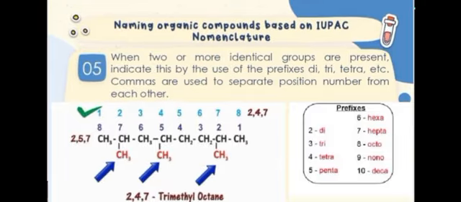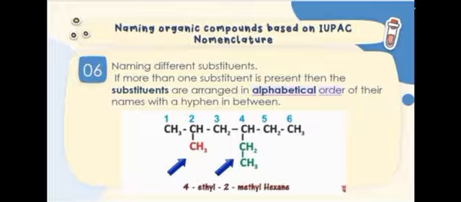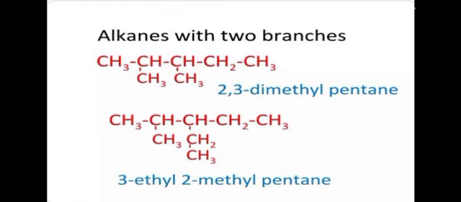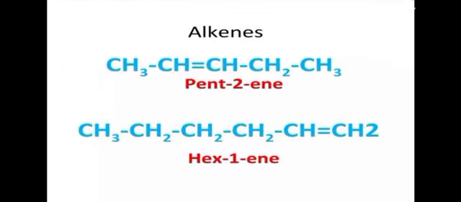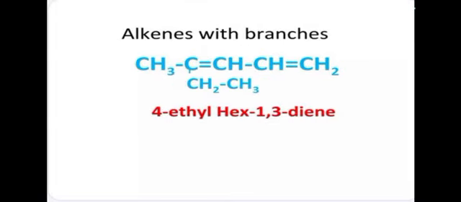Numbering of carbon atoms. When two or more identical groups are present, indicate this by the use of the prefix di, tri, tetra, etc. Commas are used to separate position numbers from each other. For example, 2,4,7-trimethyloctane. Naming different substituents means writing them in alphabetical order. Then alkane examples, alkane with one branch, alkanes with two branches, alkenes, alkenes with branches, alkynes, and aromatic hydrocarbons.